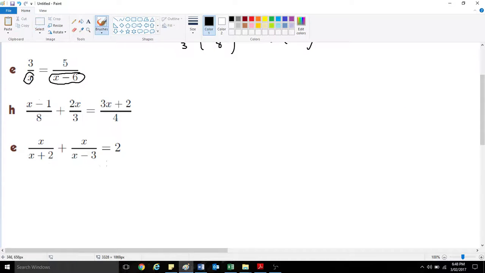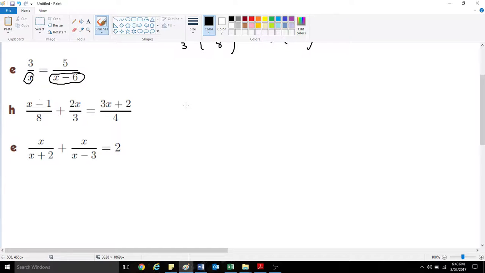Okay, last example here. We have x on x plus 2 times x on x take 3 is equal to 2. Now, this one looks a bit complex, but it's actually not too bad. Again, we're doing the same thing. We're going to sort out the left-hand side first so that it has the same denominator, and then we're just going to equate the numerator.